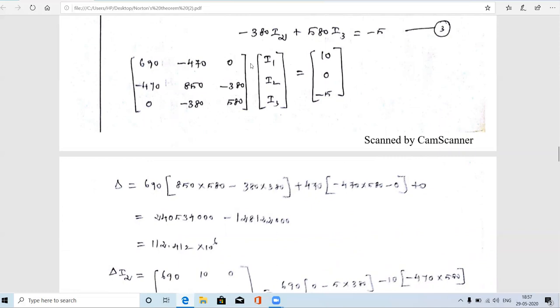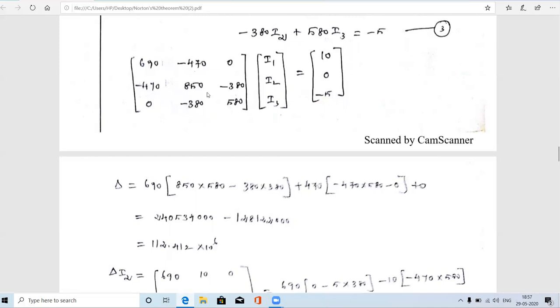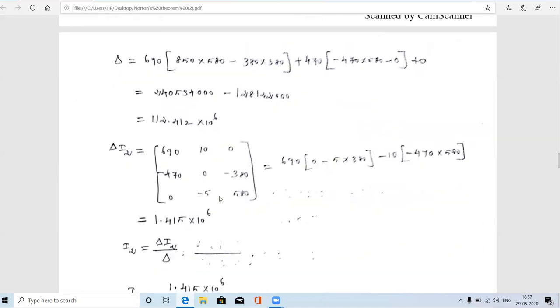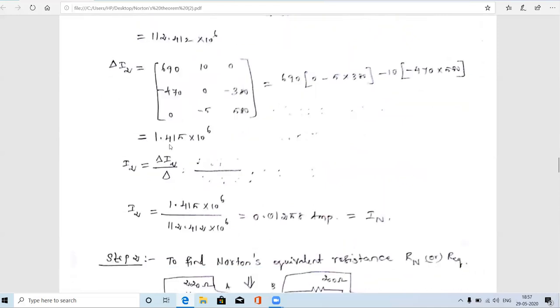But for that, first we have to find the determinant value. The determinant, the del value we calculated as 112.412 into 10 to the power 6. And the next one, we have to calculate del I2. What is del I2? This replaces the second column. In the 3 by 3 matrix, replace the second column by the constant values 10, 0 and minus 5. You just replace and find out the determinant value. That value is del I2.